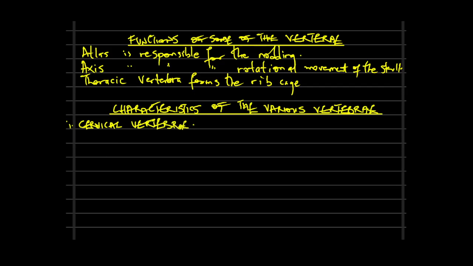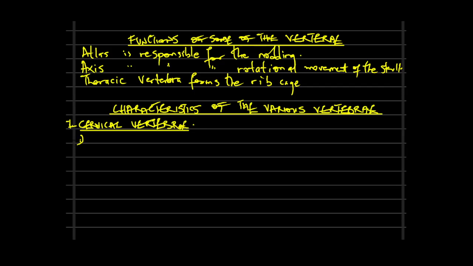The cervical vertebrae. That's the first one we'll be talking about. So we'll just pick a few characteristics of this particular vertebrae. The first characteristic we'll be talking about in this cervical vertebrae is going to be about the centrum. The cervical vertebrae has a relatively small centrum.